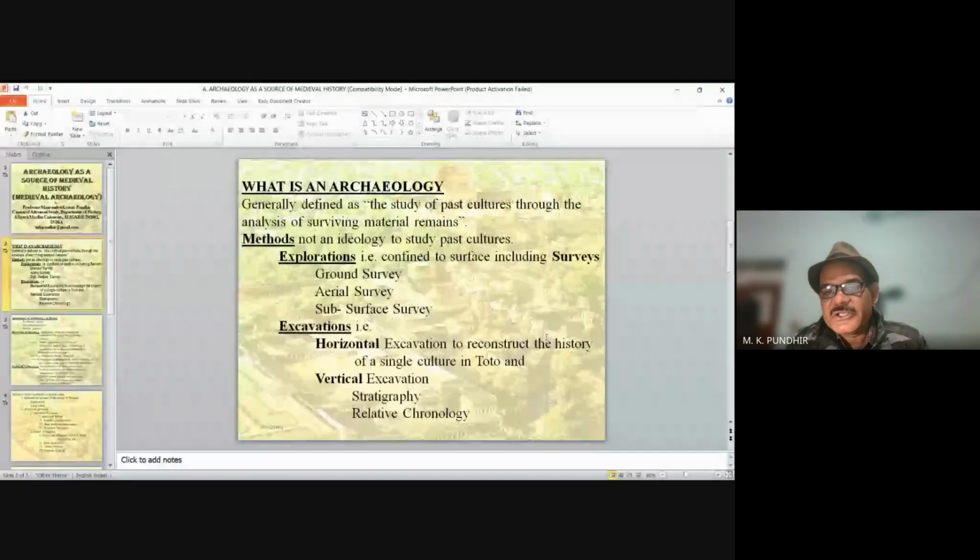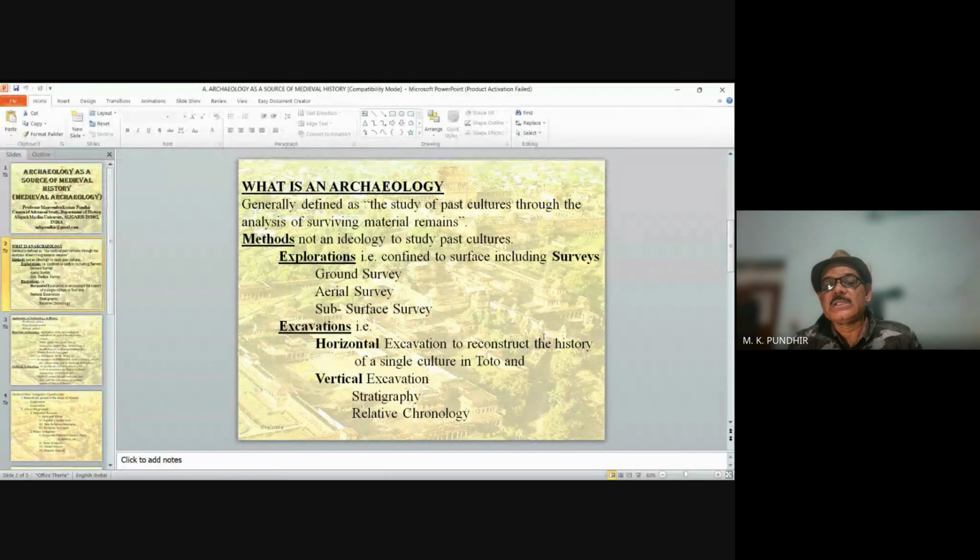For the layman, archaeology is generally considered as the study of past culture. How do we study the past culture? Through the analysis of surviving material remains.